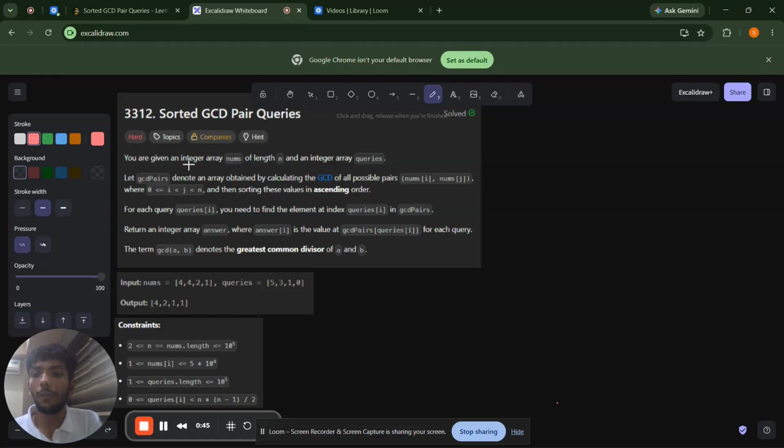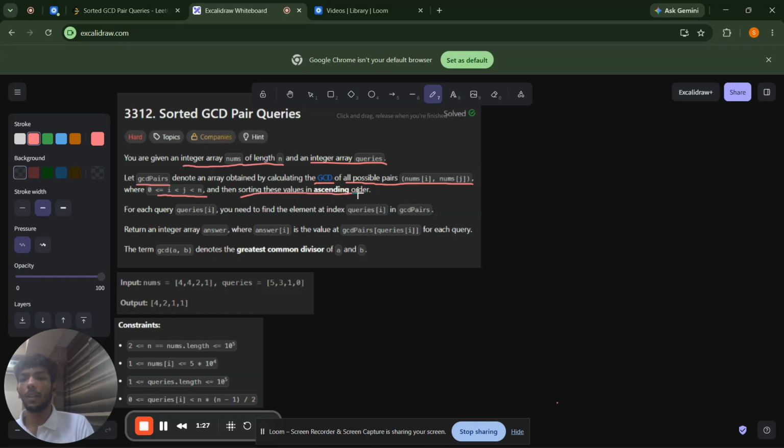Okay, so we are given an integer array nums of length n and an integer array queries. So we are given two parameters: one is the integer array nums and the other is queries. Suppose GCD pairs denotes an array obtained by calculating the GCD, greatest common divisor or HCF, highest common factor, of all possible pairs of nums[i], nums[j], where i and j lie in the range of 0 to n, and then sorting this in ascending order.